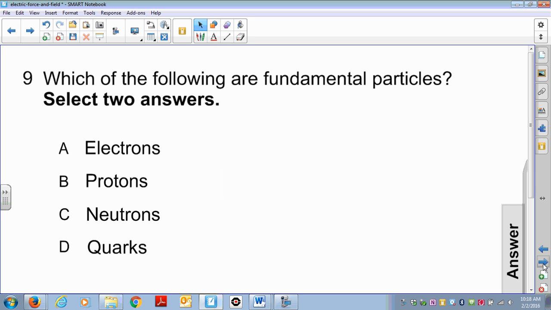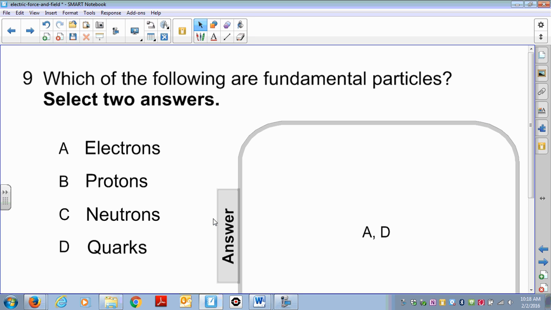Which of the following are fundamental particles? Select 2. Okay, let's see if you have the right answers. You should have chosen electrons and quarks. Remember, protons and neutrons are made up of quarks, so they are not considered fundamental particles.